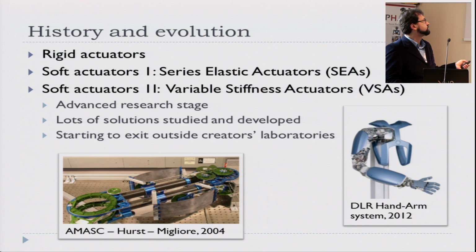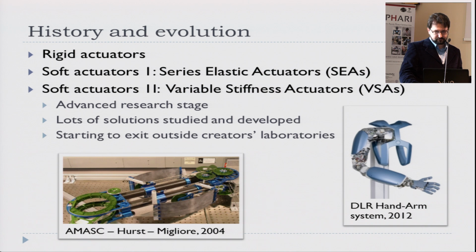And they are starting to go out from the lab of who created them toward the lab of people who can use them. An example here is one of the very first kinds of actuator, the AMASC from Hurst and Migliore. It was created to make a hopping leg, while here you can see the DLR hand arm system, which is all made of variable stiffness joints.